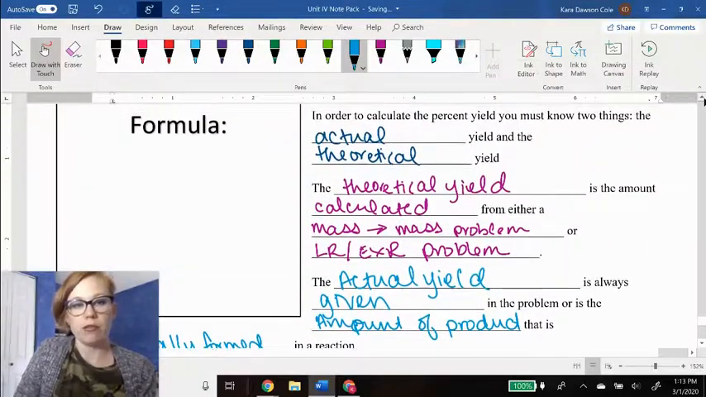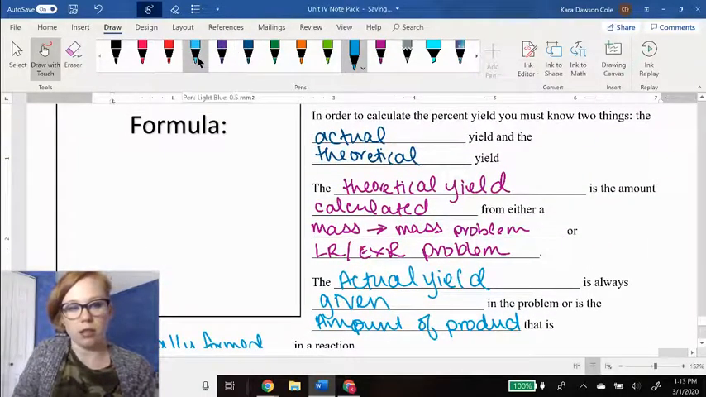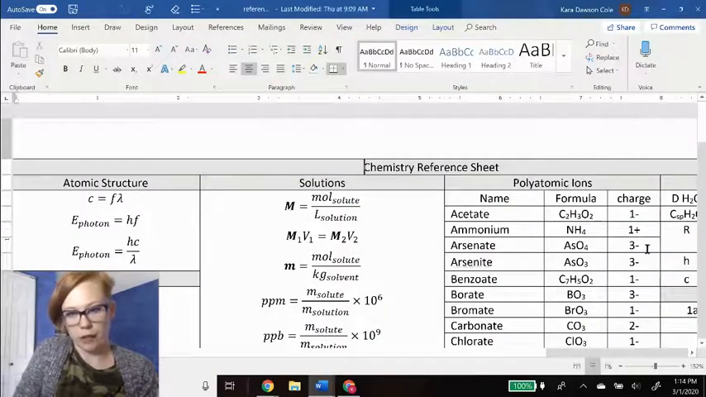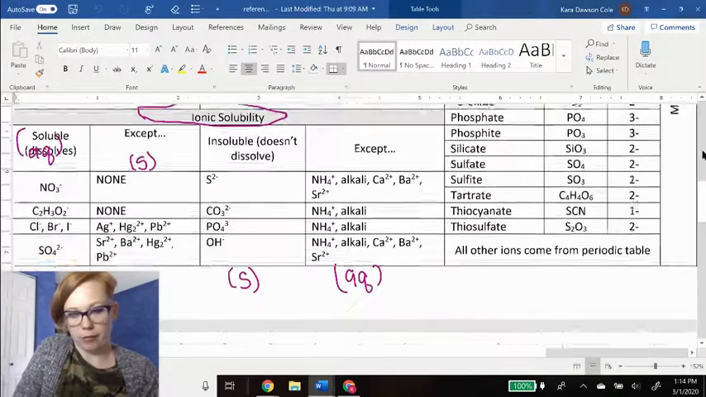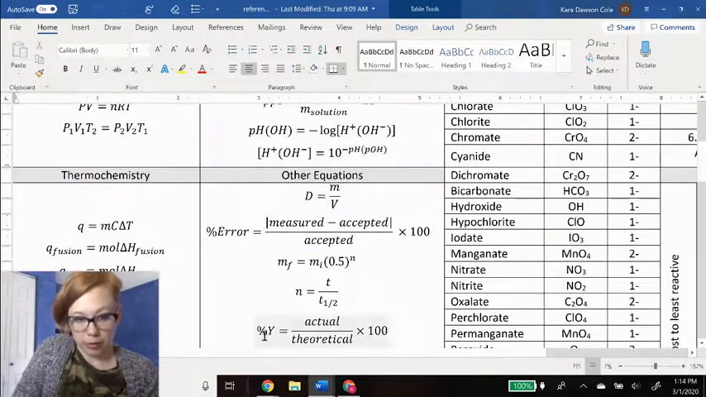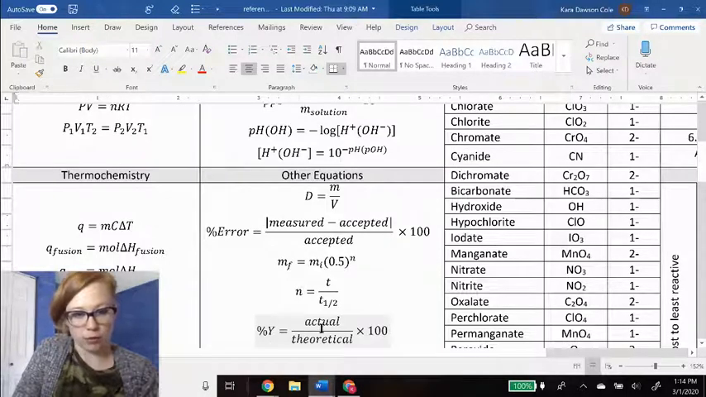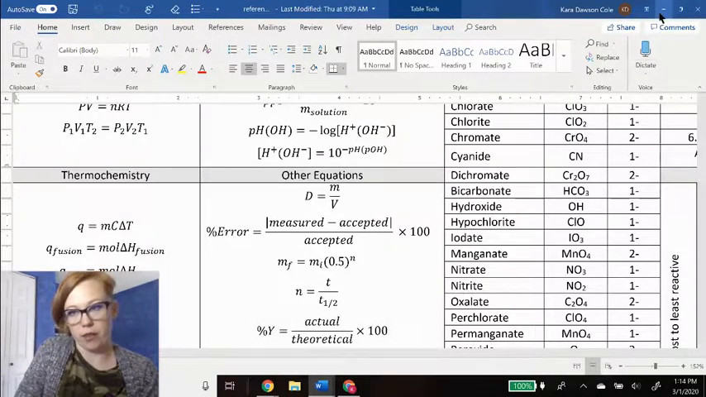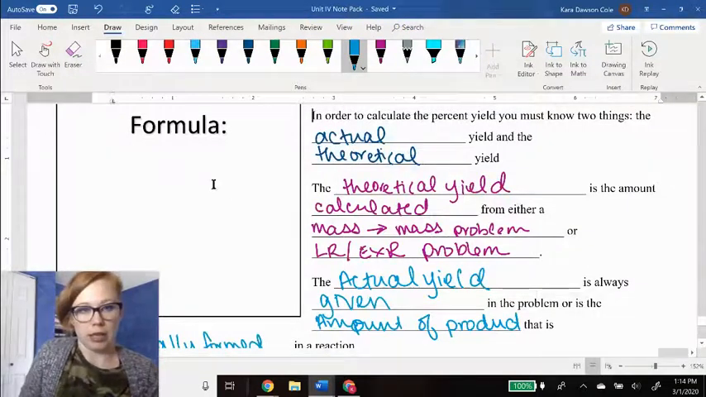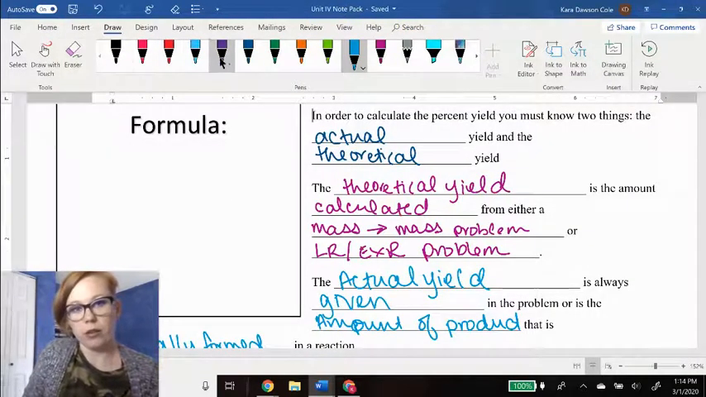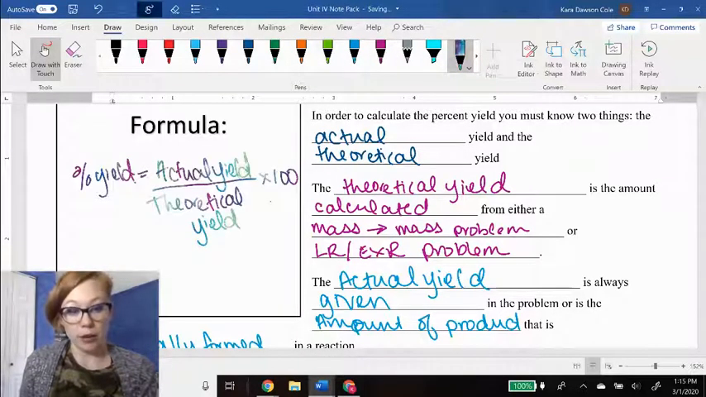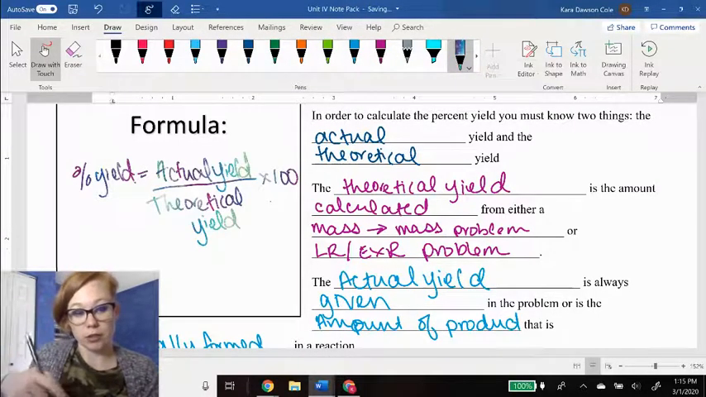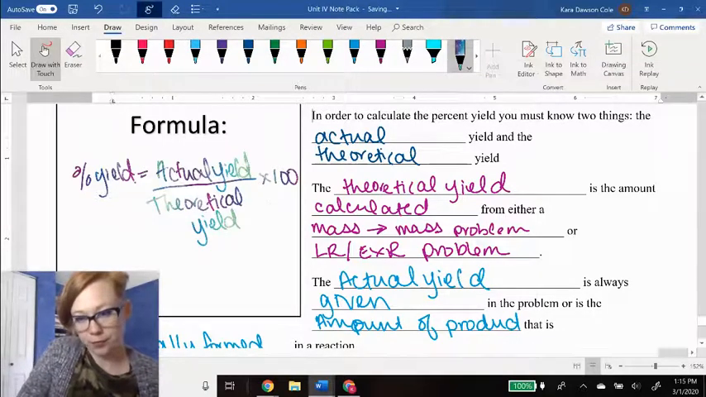Okay, so the formula is actually on the back of your periodic table. So if you go to your reference sheet, on the back of your reference sheet, you will have percent yield. It's actually right here. So percent yield is equal to actual over theoretical times 100. Okay, so it is the actual yield over the theoretical yield times 100. Theoretical yield is calculated and actual yield is given to you in the problem, okay?